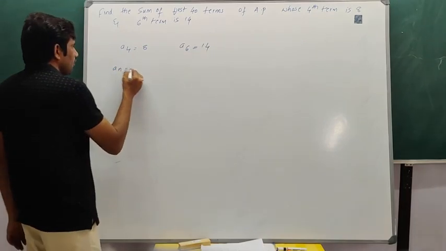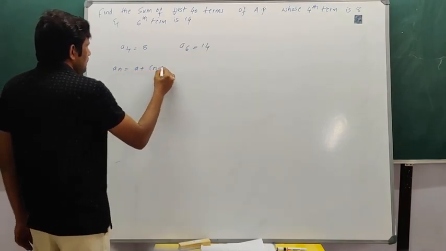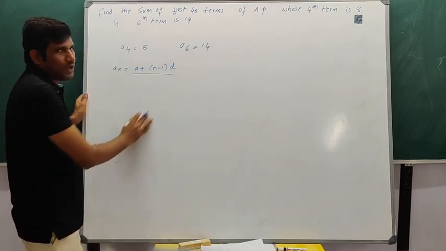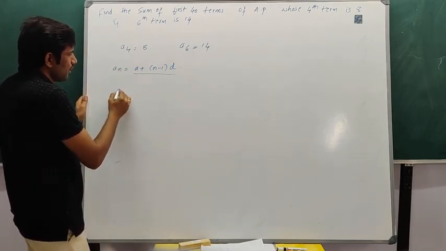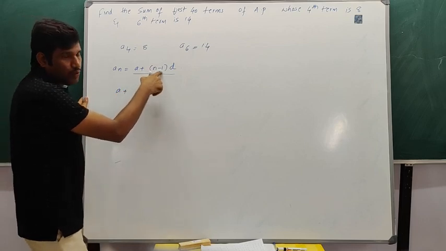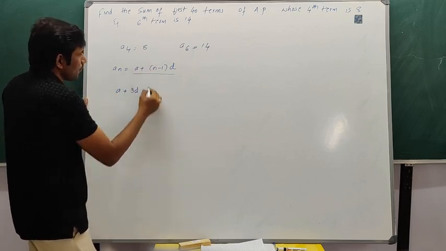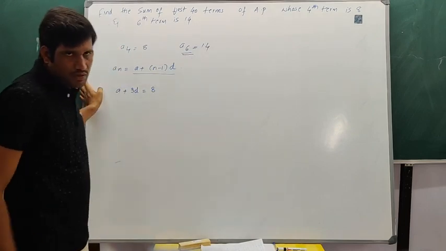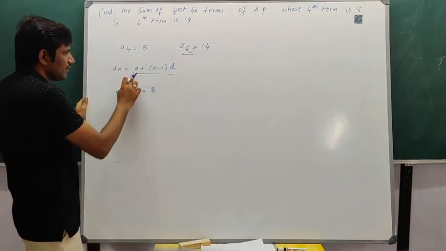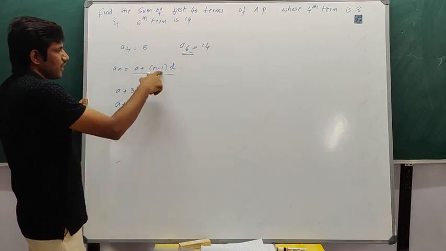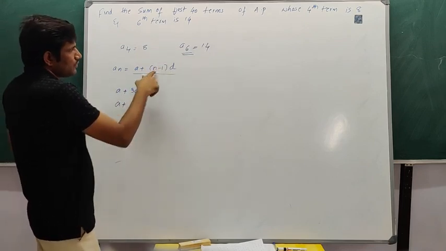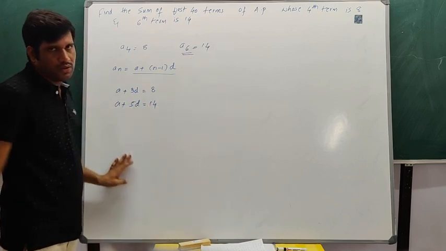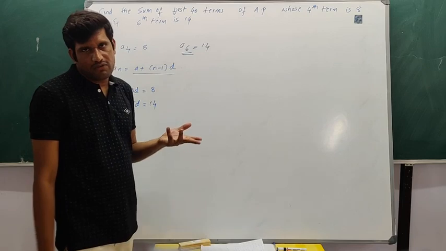We know the formula for an. What is an? a plus n minus 1 into d. So for a4, put n is equal to 4 here. When you put n is equal to 4, it is a plus 4 minus 1, so that is 3d, is equal to 8. Here put n is equal to 6. When you put n is equal to 6, it is a plus 6 minus 1, that is 5d, is equal to 14.